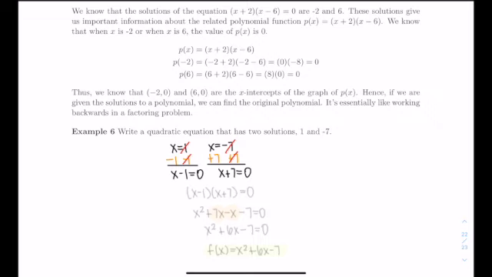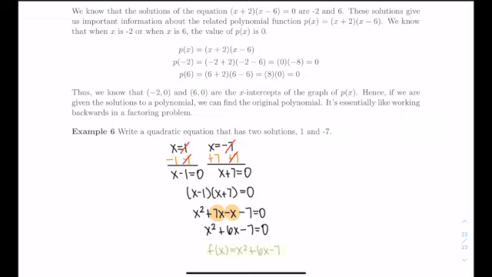So now that we have both of our factors equal to 0, we can smush them together into a multiplication problem. We have x minus 1 times x plus 7 equals 0. And the last step is we just want to FOIL this. So we end up with x squared plus 7x minus x minus 7 equals 0. We can combine like terms. We end up with x squared plus 6x minus 7 equals 0.